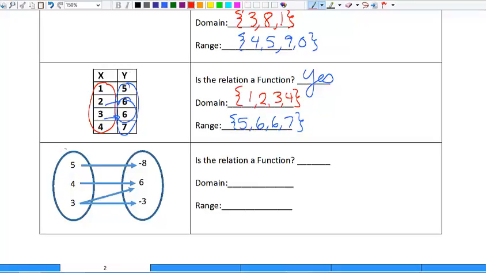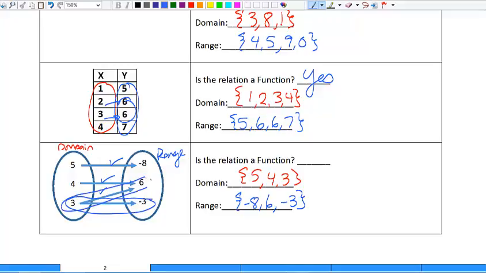All right, how about this one? My domain is the one on the left always, and the range is the one on the right. So my domain is going to be 5, 4, and 3. My range is -8, 6, and -3. So is this a function, yes or no? Well, 5 is trying to date -8, that's okay. 4 is trying to date 6, that's okay. 3 is also trying to date 6, that part's okay, but it's this part that's not okay. This x value 3 is trying to be mapped to two different y values. That is not okay. So this is no, not a function.